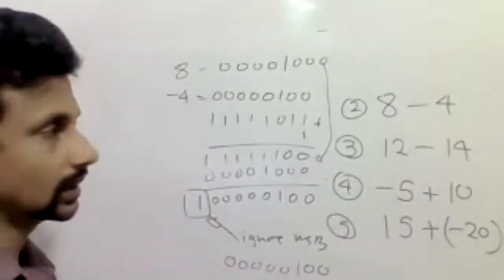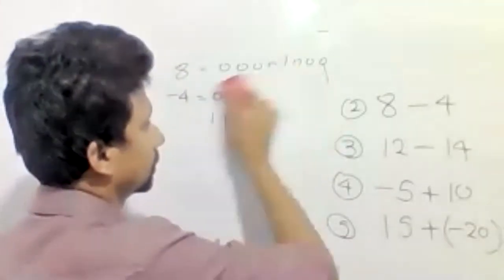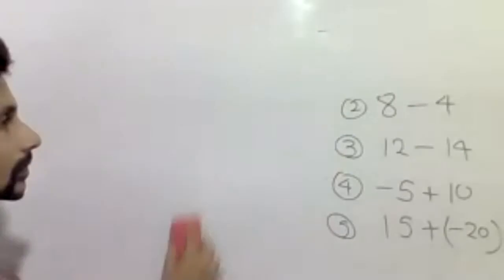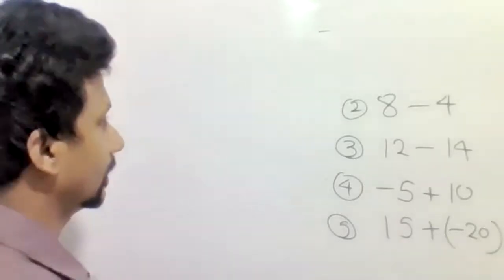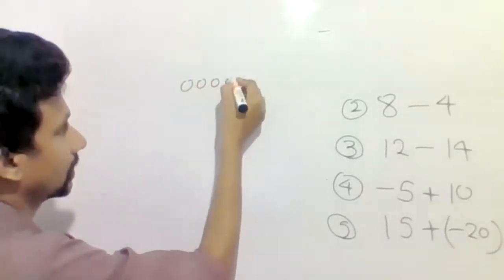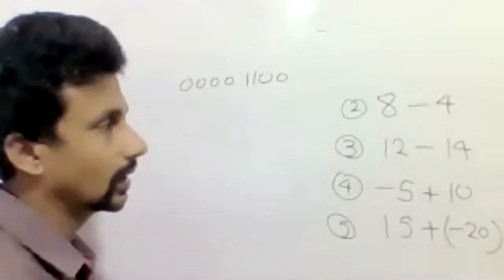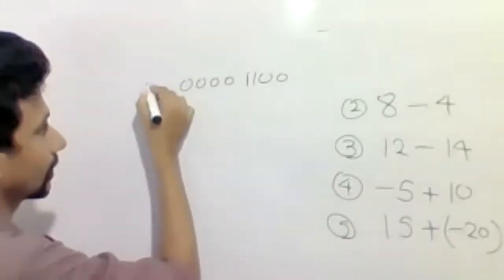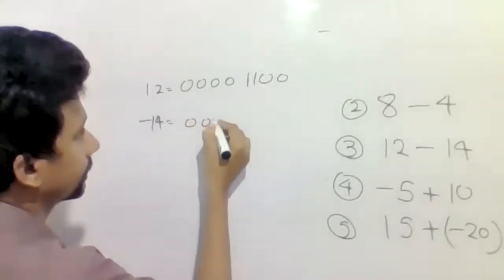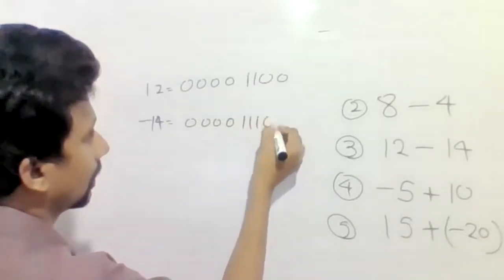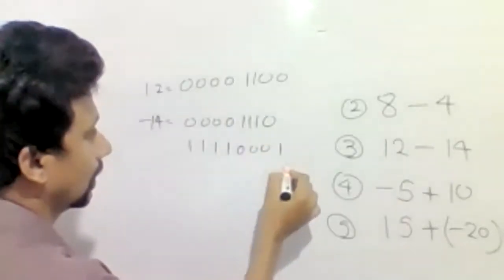Then I'll go to the third one. 12 minus 14. 12 I am writing 0 0 0 0 1 1 0 0. This is 12, positive 12. Then minus 14 I am taking. 14 I will write here. This is 14. Minus 14 means the other side, the complement. Then add 1 here.